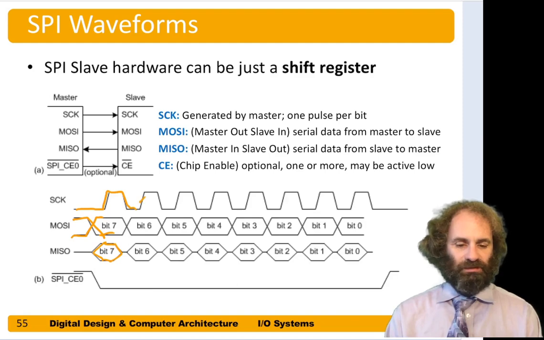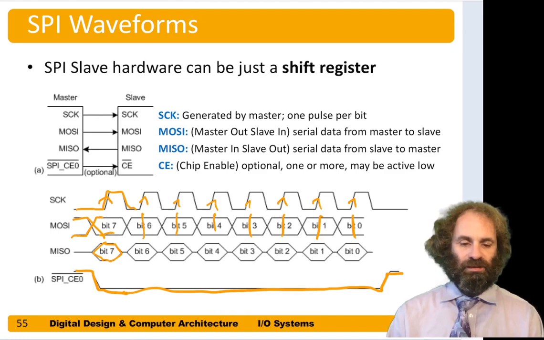Then on the next clock edge, the slave will capture bit 6. On the next clock edge, bit 5, bit 4, bit 3, bit 2, bit 1, and bit 0. So after 8 rising edges of the clock, the 8-bit shift register in the slave has received 8 bits of data, one at a time, and optionally sent back data, perhaps from the same shift register. And then you see the chip enable or slave select is low for the entire time that the data is being transmitted to enable the slave device.